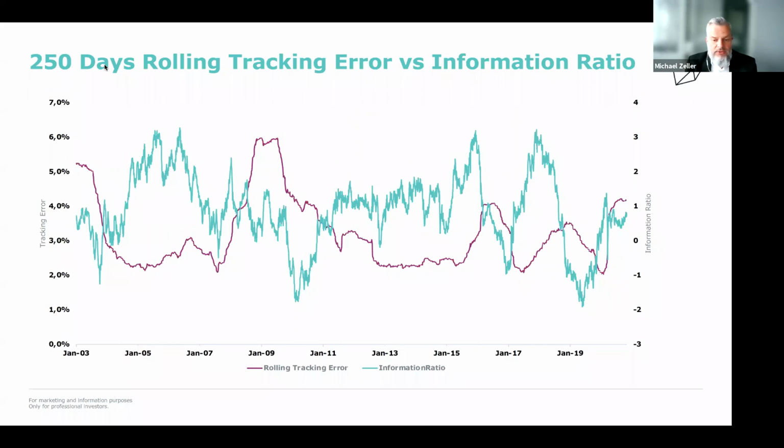The information ratio is here in green, and what you can see is that we are most of the time above 0. That means that we can really generate outperformance. Of course, in the cases when we are below 0, it would then finally mean that we have a negative active performance. So that means that we underperform the S&P 500 in those times.